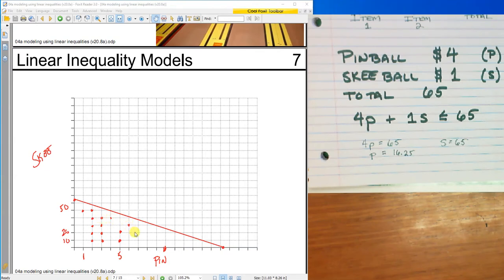All of these points. Now, is this a possible one right here? No, because you can't play half a pinball game. You either spend the money or you don't. So we just modeled this.